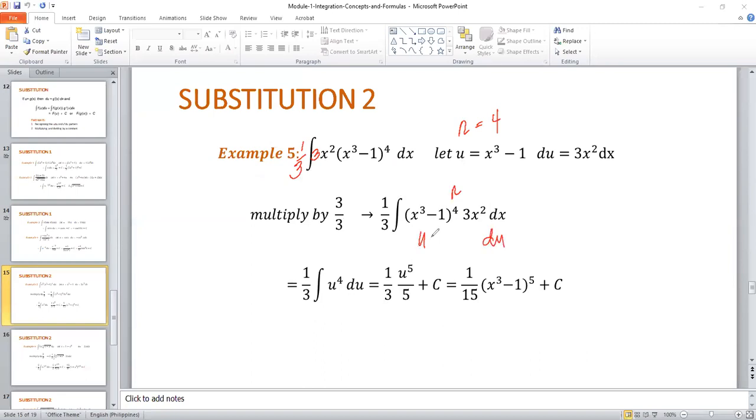So if you're going to use power rule, this will be u raised to 5 over 5. This is your 1/3 here plus c. What is the u? The u is x cubed minus 1. So you place it here: x cubed minus 1 raised to 5. This 5 and this 3 will be multiplied to give 15. And this is your answer.